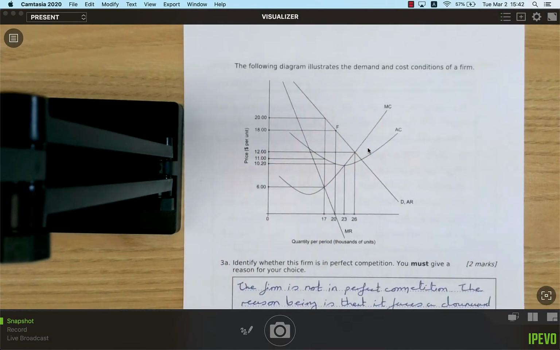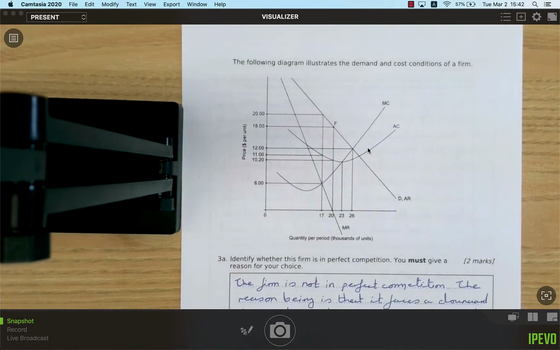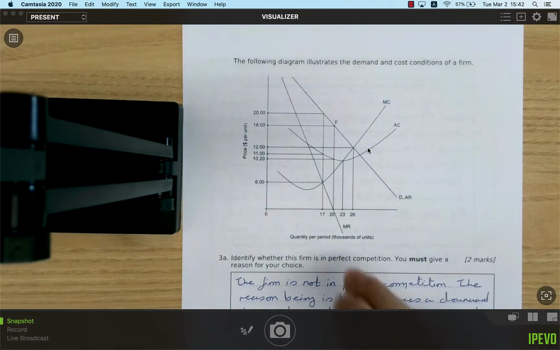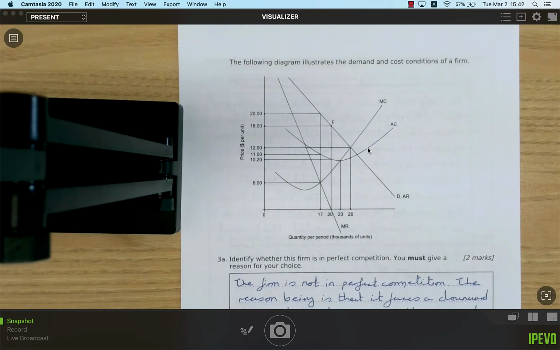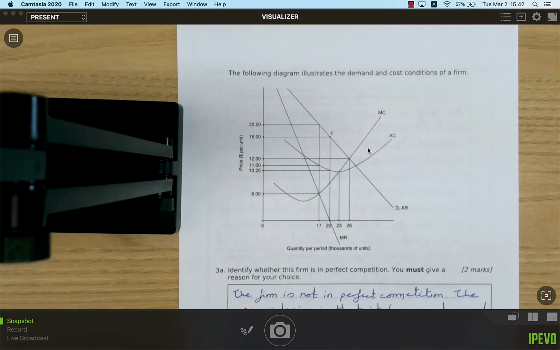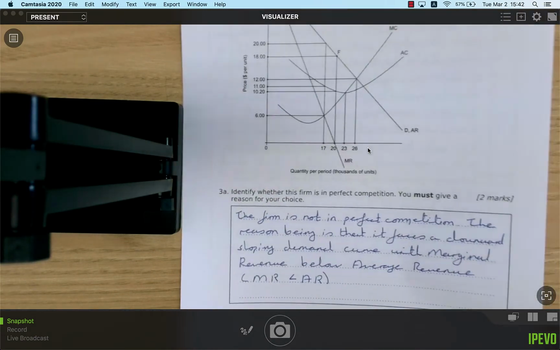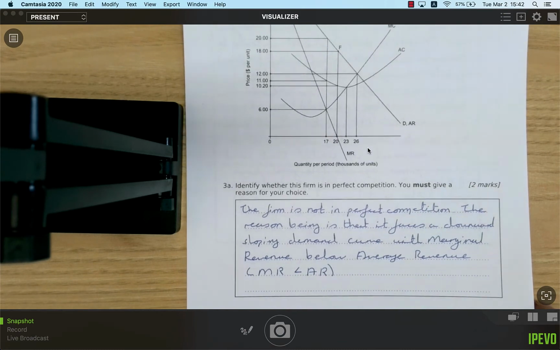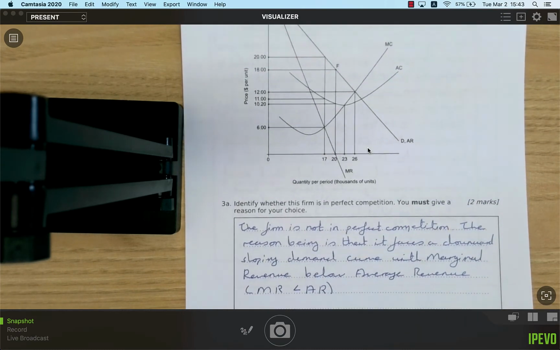The reason that I'm putting this in is to show you that it's not perfect competition more than anything else. So there's a diagram: a downward sloping demand curve, a downward sloping marginal revenue curve, a marginal revenue curve below the demand curve, meaning I have to drop price in order to sell more, which means the demand curve is downward sloping, all this kind of stuff. So we're just understanding the theory behind this. And it says, identify whether this firm is in perfect competition. You must give a reason for your choice. So I'm trying to show you as much of both as I can.